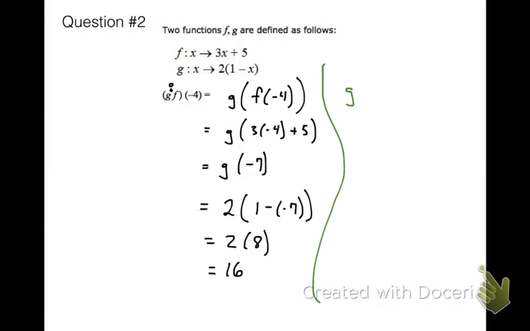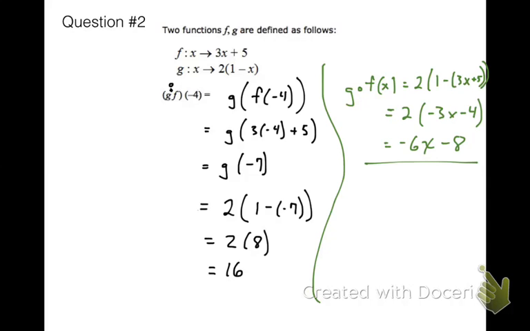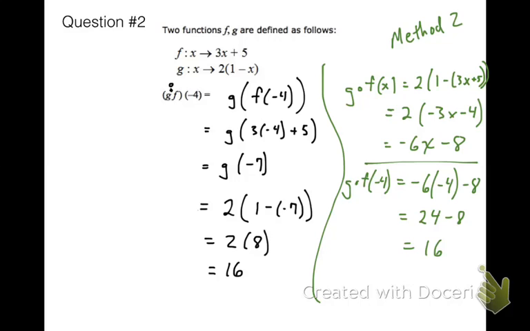A second method might be to actually find g of f at x, and then plug in -4. So if I plug one function into the other and simplify it, there is my g of f at x. So that's my composed function. Now I'm just going to put -4 in for x in this function, and if I do that, I will hopefully, -24, get down to the same answer. So I've got a second method there.